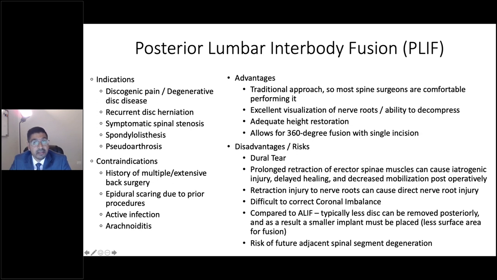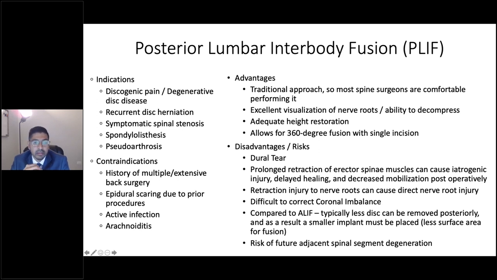Some of the advantages of this approach is the fact that it is a traditional approach, and most neurospine surgeons and orthospine surgeons are comfortable performing it. It allows for direct visualization of the spinal cord as well as major nerve roots, allowing for direct decompression. Some of the downsides of this procedure are inherent to the procedure itself. Mainly, dissecting through the erector spinae muscles is very painful and usually causes longer recovery periods and a more painful recovery. Similarly, prolonged retraction of the spinal cord or major nerve roots can result in iatrogenic compression injury to these structures, as well as increased risk of dural tears.